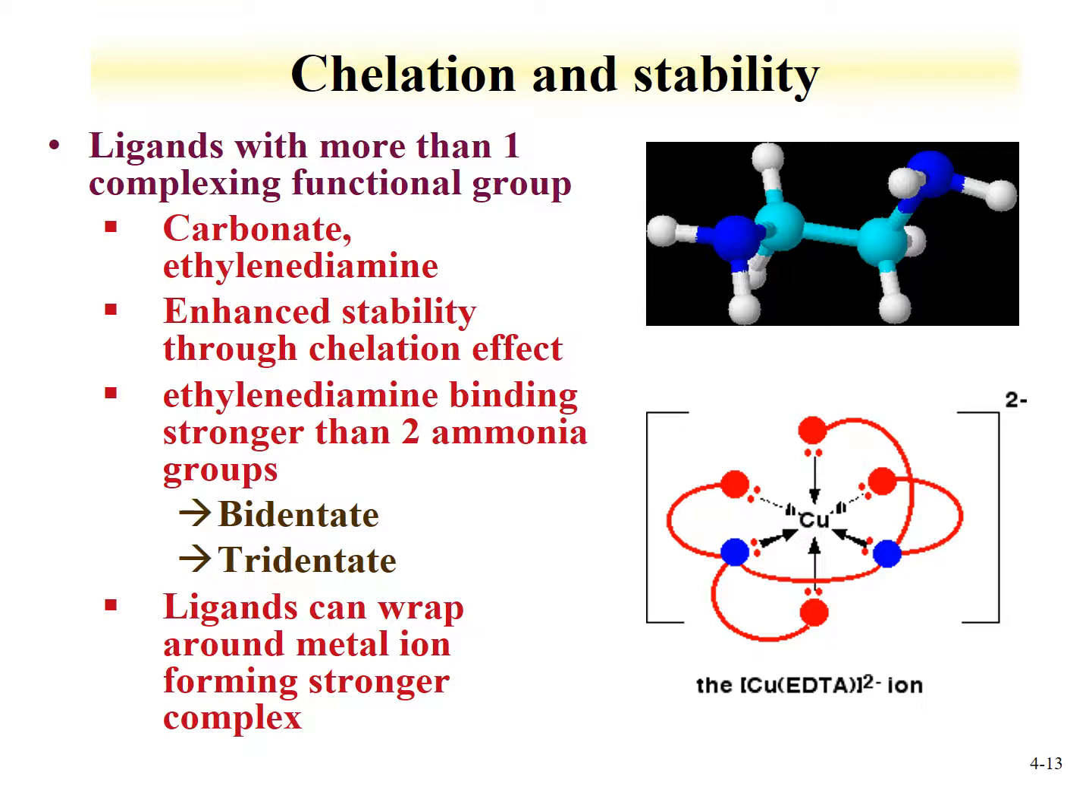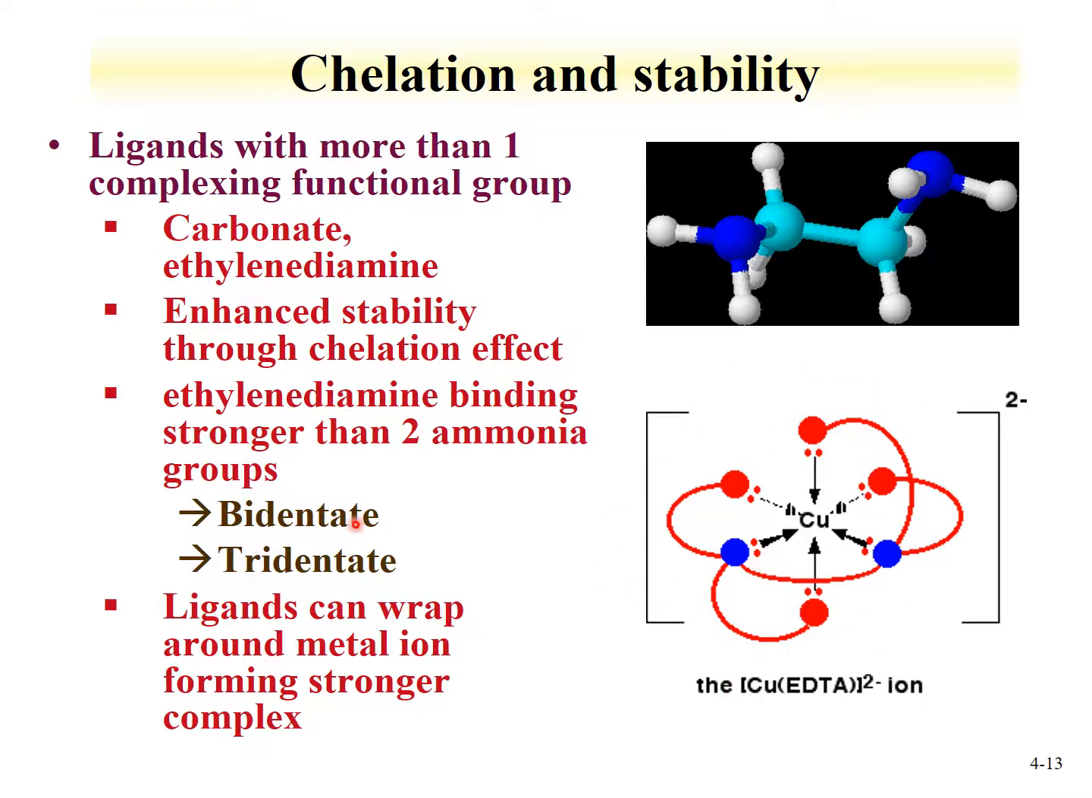Another route for describing metal-ligand interaction is chelation. Chelation is where you have a ligand with more than one complexing functional group. An example would be ethylenediaminetetraacetic acid, EDTA, listed here, and the coordination as shown here with copper. When you get this chelation and enhanced stability, it's due to the fact that you have coordination that's also driven by the geometry of the metal-ligand interaction.